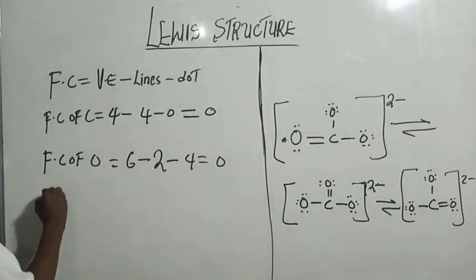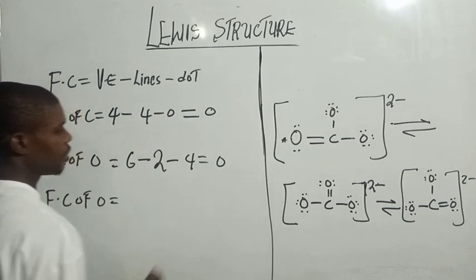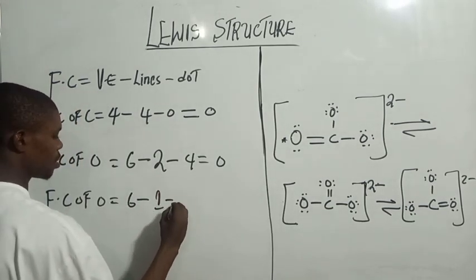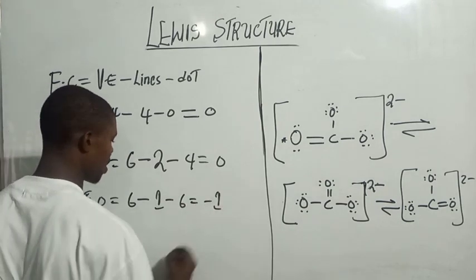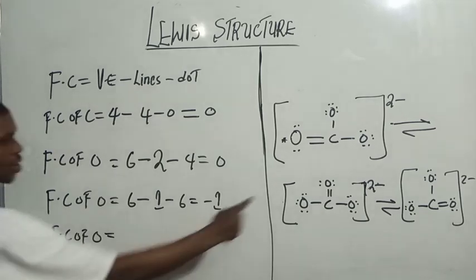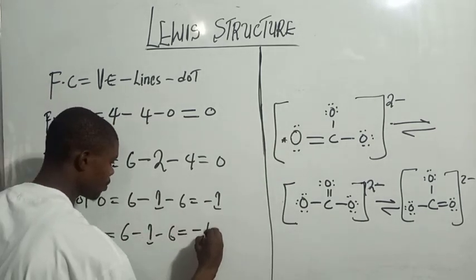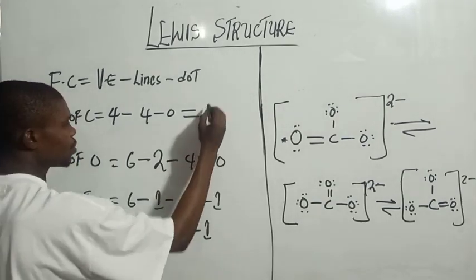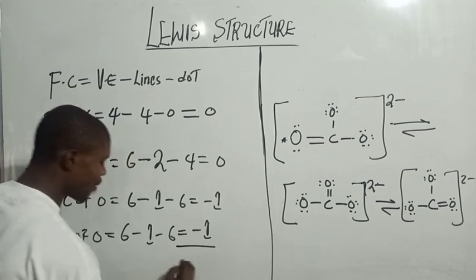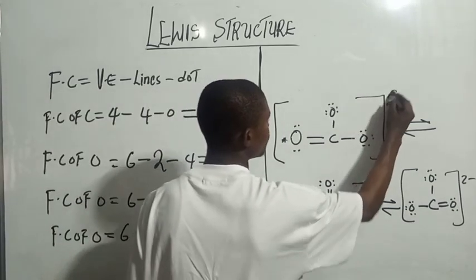So what is the formal charge of the oxygen here? Here we have 6 minus 1 minus 6, which gives minus 1. So the formal charge of the other oxygen, oxygen 2, is 6 minus 1 minus 6, which is also minus 1. So when you sum them together, 0 plus 0 minus 1 minus 1, the total formal charge of this result is minus 2. That is the minus 2 at this point here.